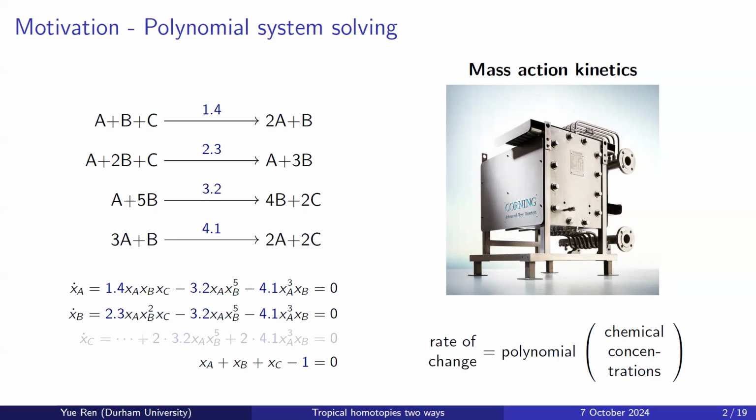For example, the first polynomial is the change of the concentration of element A. The term 1.4 xa xb xc comes from the fact that there's an arrow with 1.4 going from left to right. It starts at A plus B plus C, which corresponds to this monomial, and this is the reaction rate. As you go from left to right, you gain 1 A: you have 1 A on the left, 2 A on the right, and this is why there's plus 1.4. This is how these things arise. It's quite nice. Okay, but enough of applications.